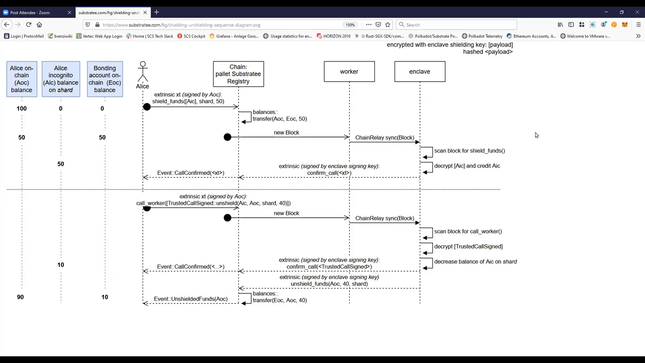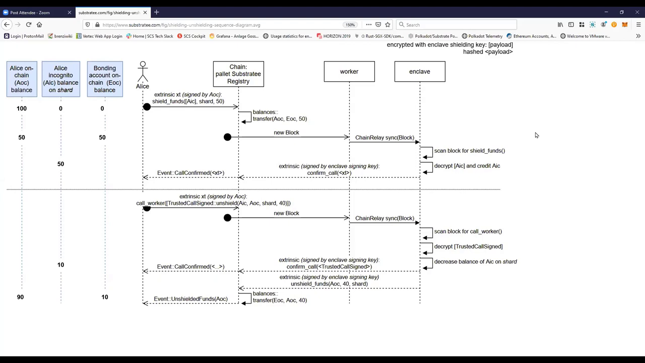Okay, so it sends an unshield funds extrinsic. It's not a sudo extrinsic, it is just a permissioned extrinsic. So only registered enclaves may call this function. So the chain ensures that only enclaves call this. And now the contents of this extrinsic is send to AOC, so back, that's the beneficiary of the public funds, send 40.